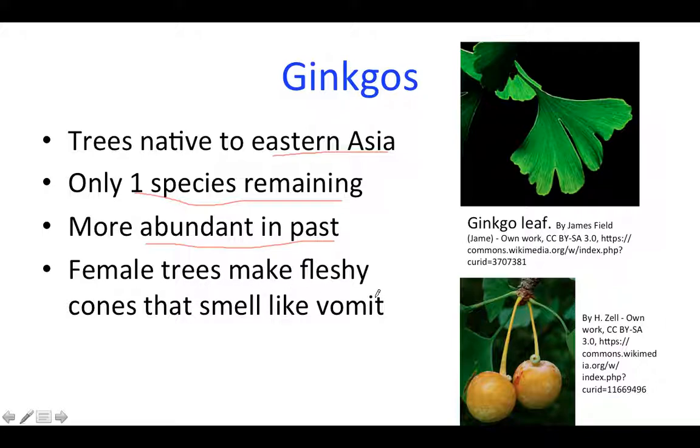The ginkgos, something interesting about them is that there are separate male and female trees. The female trees make these fleshy fruit-like structures. They're not true fruits because these aren't flowering plants. But they make things that appear like fruits, they're fleshy, and they smell like vomit. So we usually try to avoid planting female ginkgos.